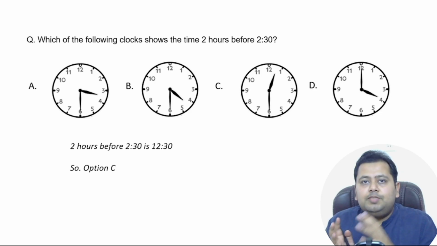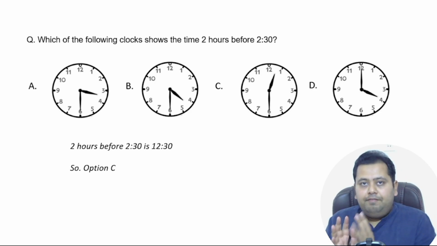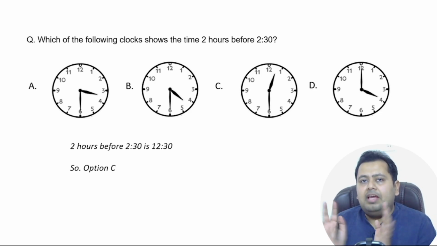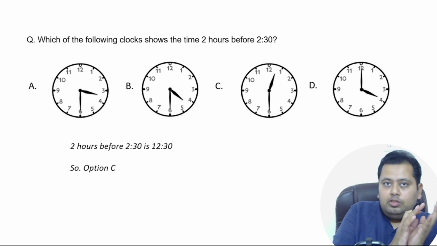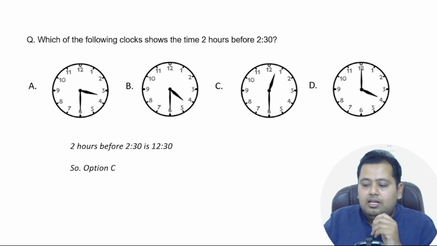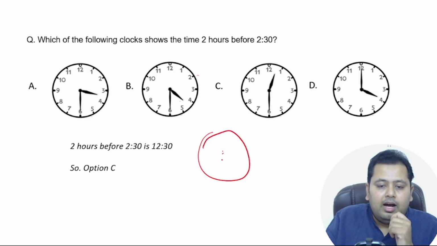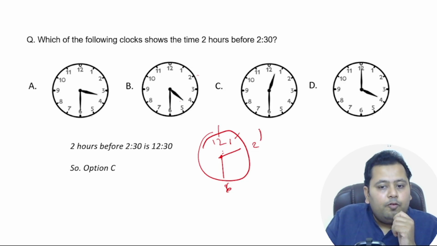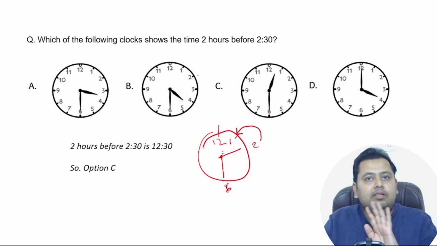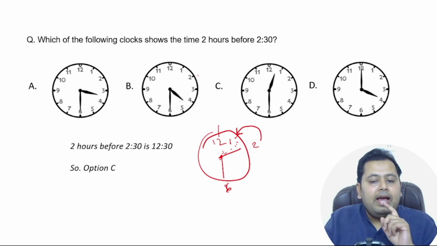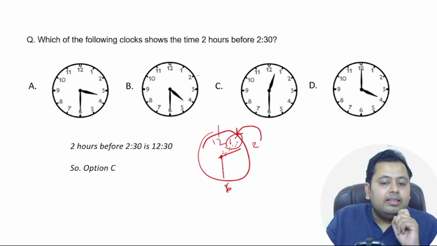Okay, so 2 hours before 2:30, right? If now is 2:30 a.m. or 2:30 p.m., whatever it is, 1 hour before 2:30 would have been 1:30, right? If you look at the hour clock, for example, this is the hour clock. If it would have been 2:30 now, this is 2, this is 6, and these are 1 and 12. 1 hour before 2:30 is the hour hand going 1 hour back. 1 hour back would make it 1:30 p.m.